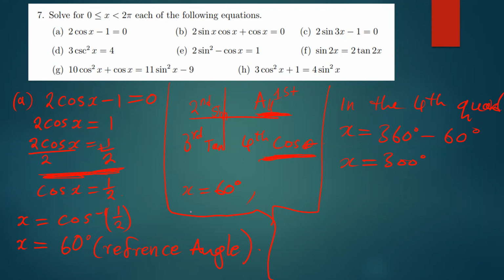So these two answers, you have to check if they are between 0 and 2 pi. Remember in radians, we said pi is equal to 180 degrees. So 60 degrees can also be written in radians as what? If pi is equal to 180, we put our 60 degrees this side, and cross multiply, you're going to have pi.